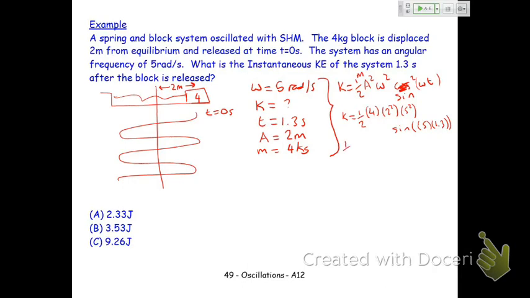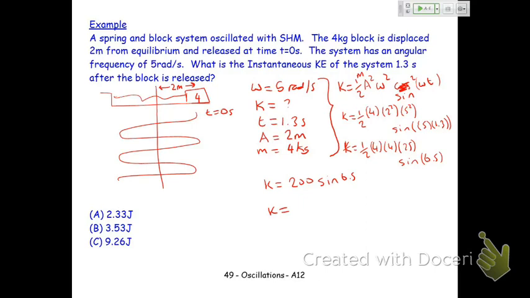So k is equal to 1/2 times 4 times 4 times 25 times sine... 5 3s are 15, 6.5 I think that is. So k is equal to 4 4s are 16, half of 16 is 8. 8 times 25 is 200 sine 6.5. So k is equal to, I get my calculator, check I'm in radians.